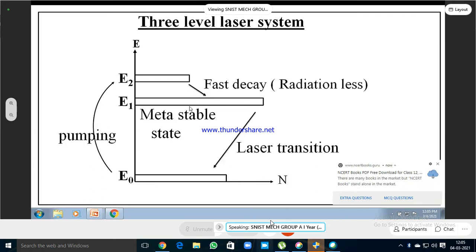The metastable state is a long lifetime energy level. So that's why the atoms will interact with the excited photons, or triggered photons. The laser transitions will only happen between the metastable state E1 level and the E0 level. The population inversion is achieved in the E1 level, the metastable state. So the laser transition is happening between E1 and E0. That is what you can explain.